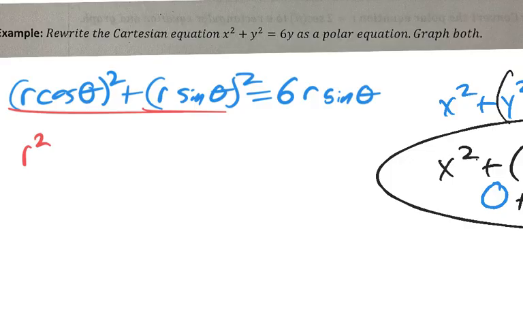Is it okay with that? It's the same steps I just did. Factor an r squared out. I'm left with cosine squared plus sine squared, which is 1. r squared times 1 equals 6r sine theta.